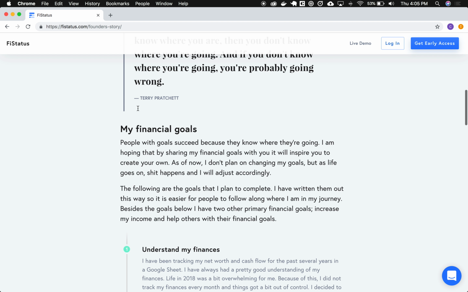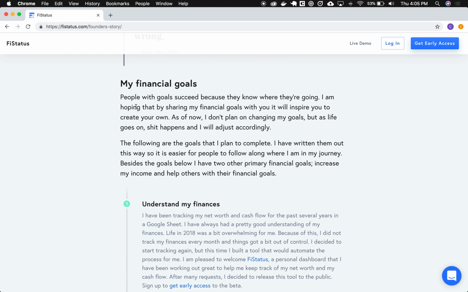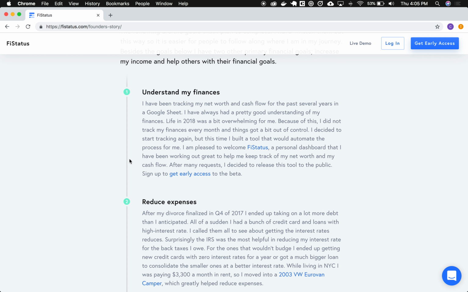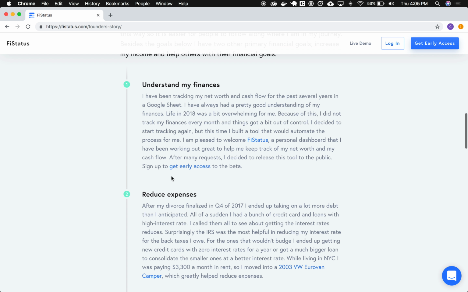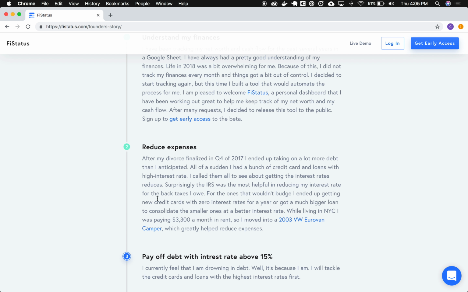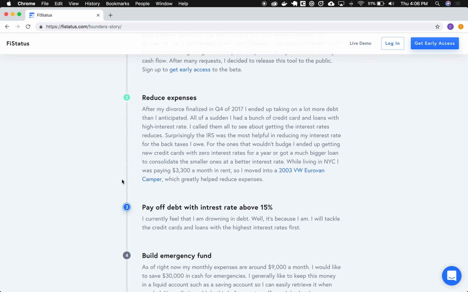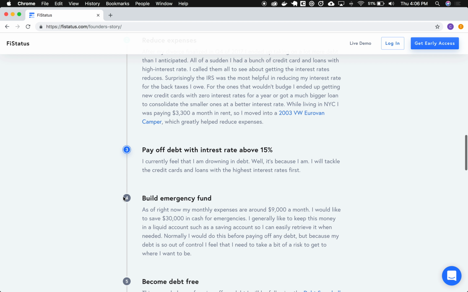I did a little intro here, and then I started talking about my financial goals. Step one is to understand my finances, but I feel like I have a pretty good grasp on that with FiStatus and creating my chart and things like that. The next part of my goal was to reduce my expenses, and I spent a lot of time doing that. I'll talk later about this in some kind of blog post or video about how I went about reducing my expenses. I talked about it a little bit here, but I'll go into much more detail.